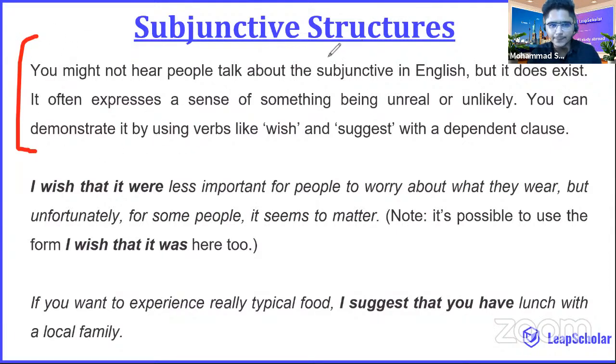You might not hear people talk about the subjunctive in English, but it does exist. It often expresses a sense of something being unreal or unlikely. You can demonstrate it by using verbs like wish and suggest with a dependent clause.